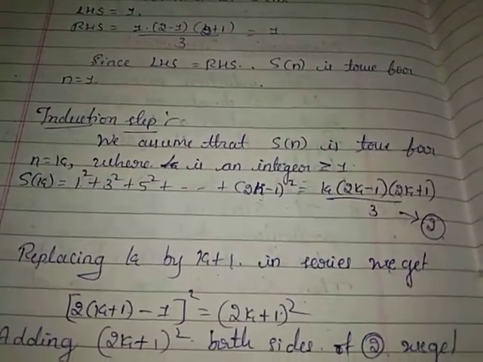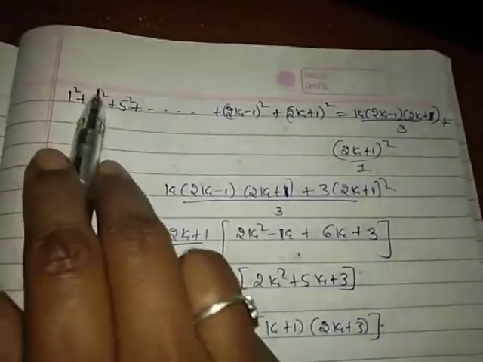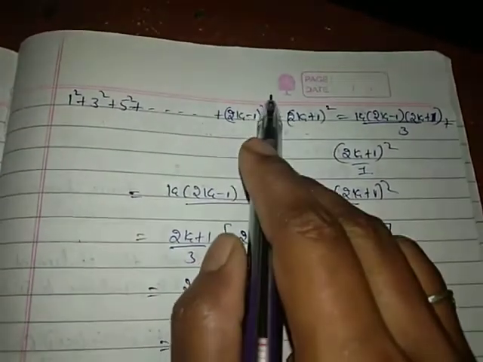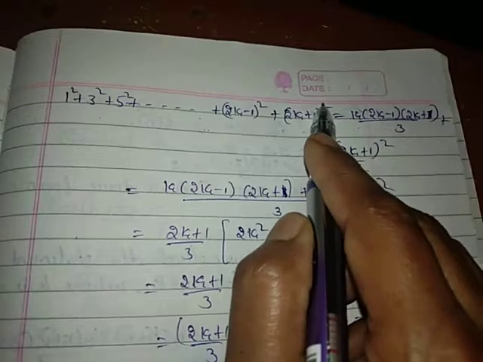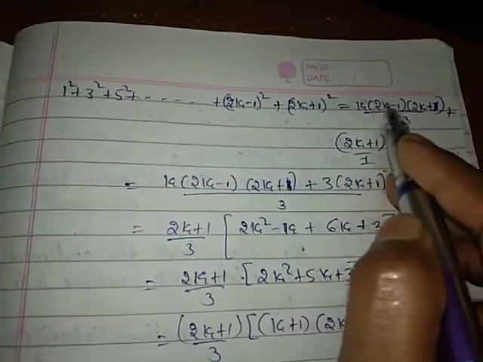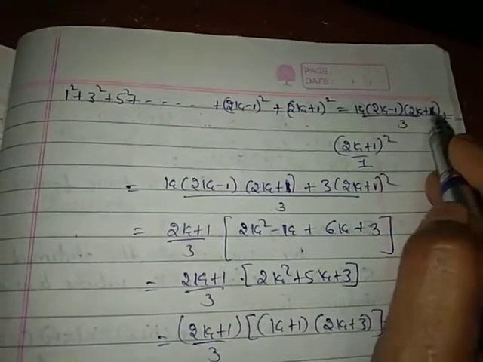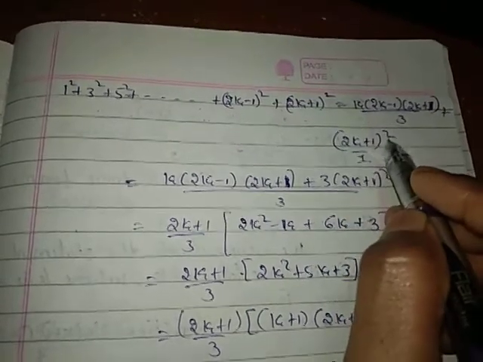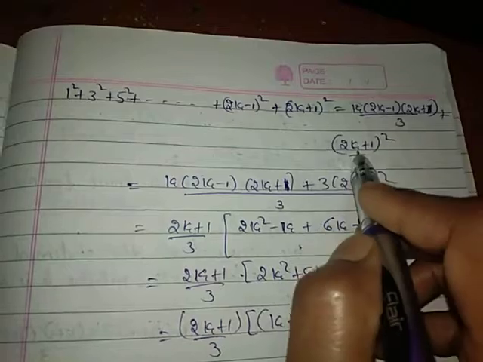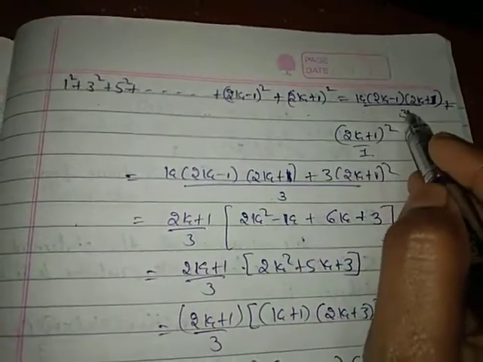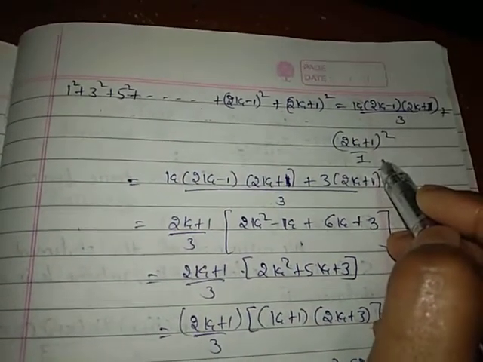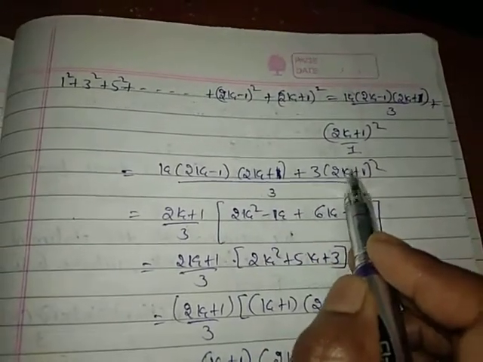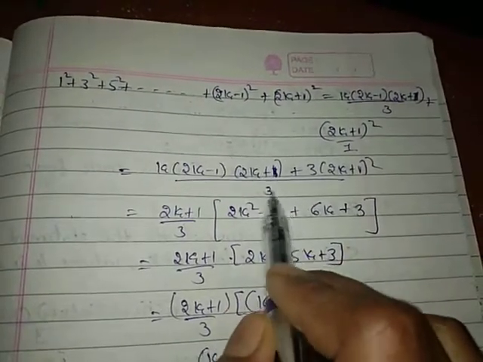And then we get the equation 1 square plus 3 square plus 5 square and so on plus (2k minus 1) whole square plus (2k plus 1) whole square is equal to k into (2k minus 1) into (2k plus 1) divided by 3 plus (2k plus 1) whole square. We are adding this term on both sides. And in the RHS we have to take an LCM.